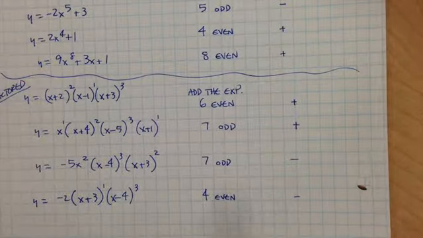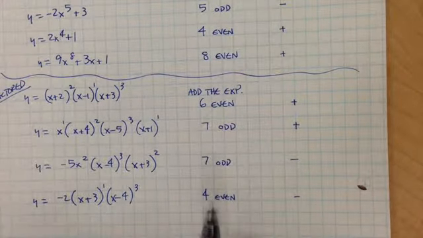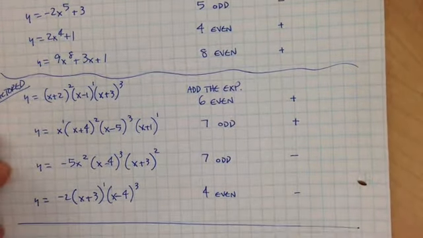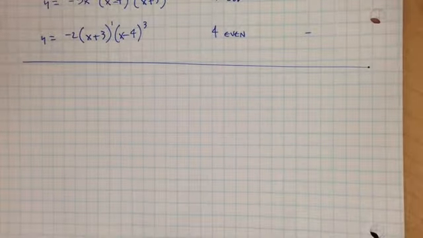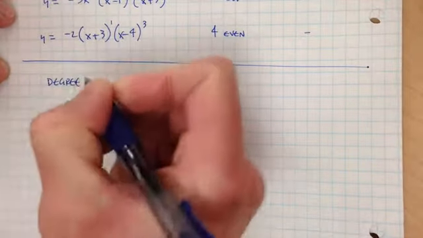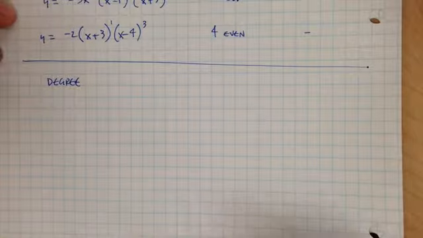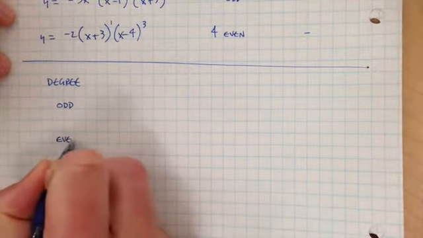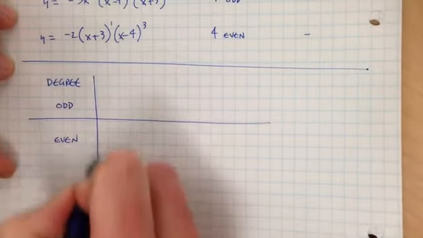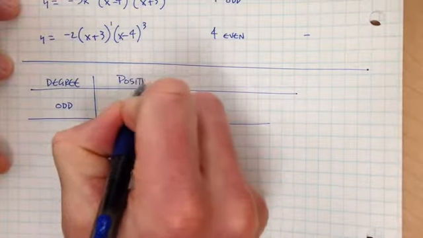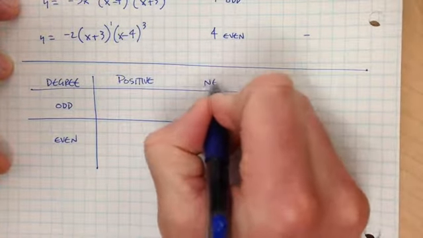Now, looking at all that and understanding your odds and your evens, the degree of it, and the positives and the negatives, that really comes into play. We can use a matrix here to give you a nice visual of that. So degree. We're taking a look at the degree. Degree could be odd. Degree could also be even. Now from that, you can have a positive. You could also have a negative.